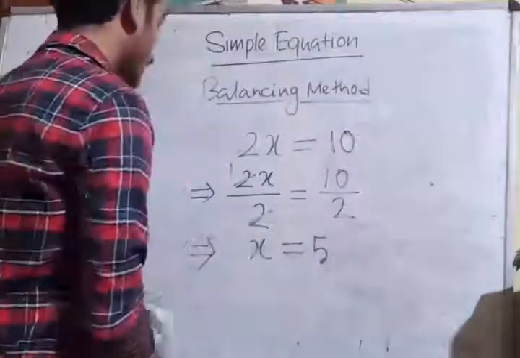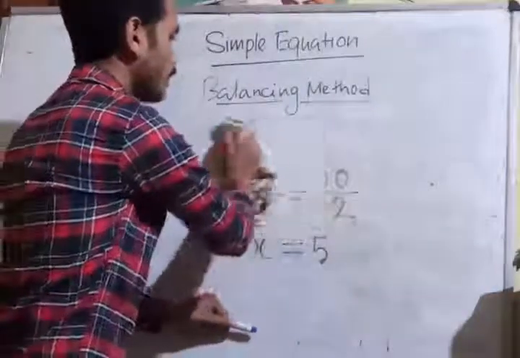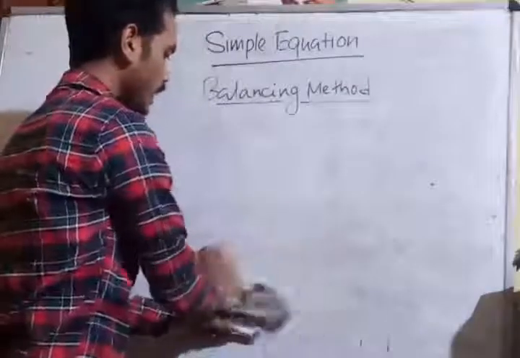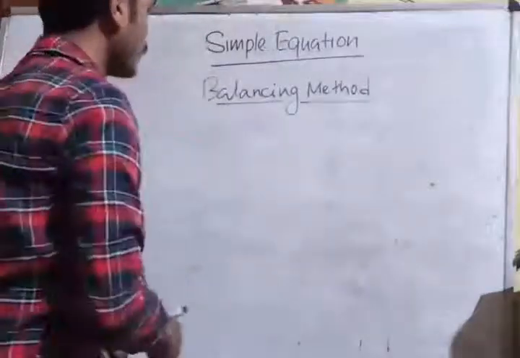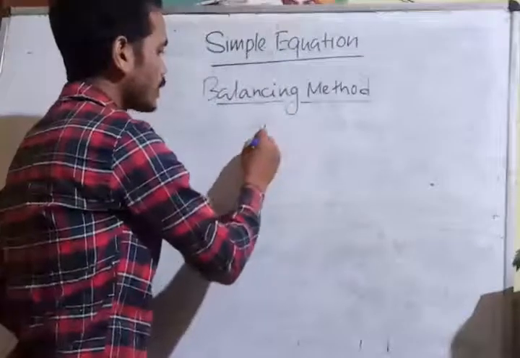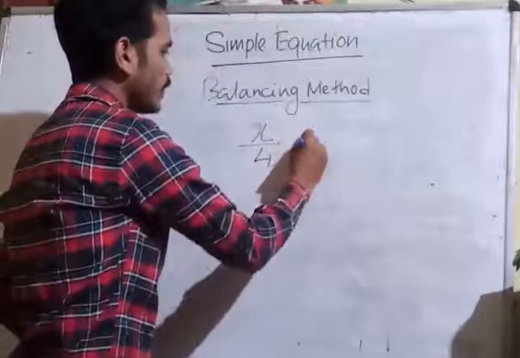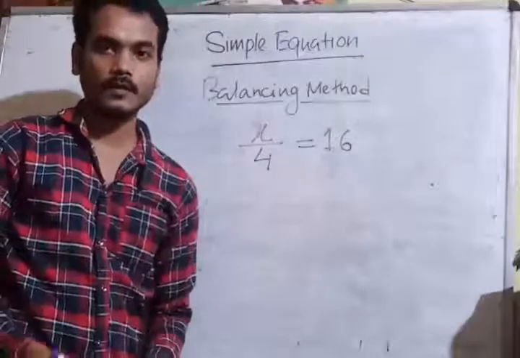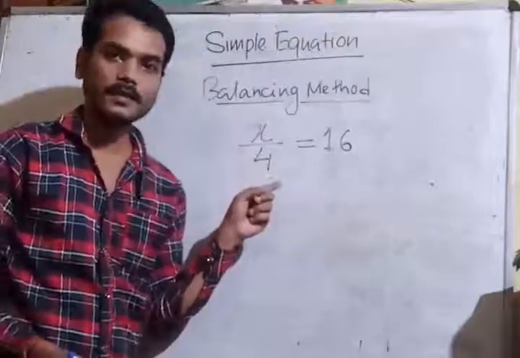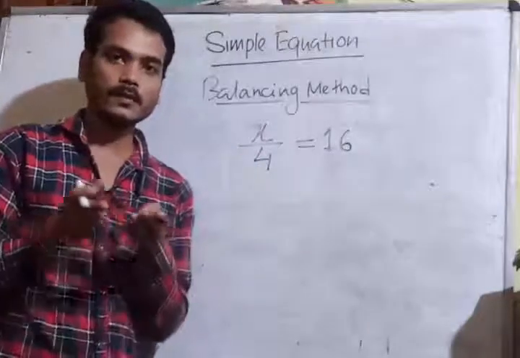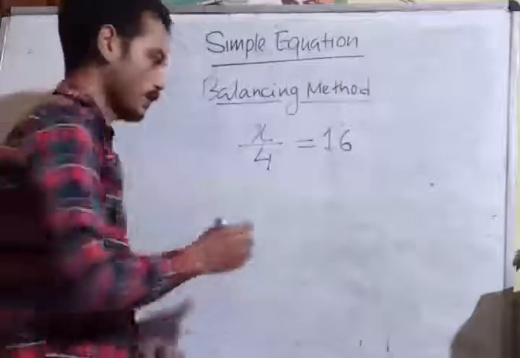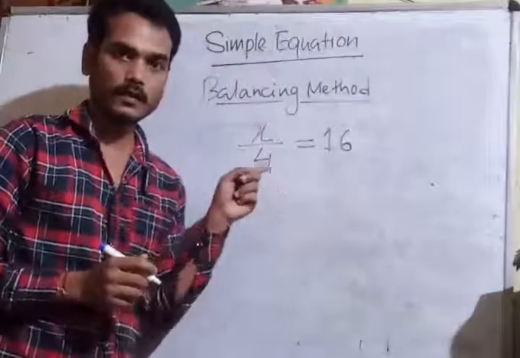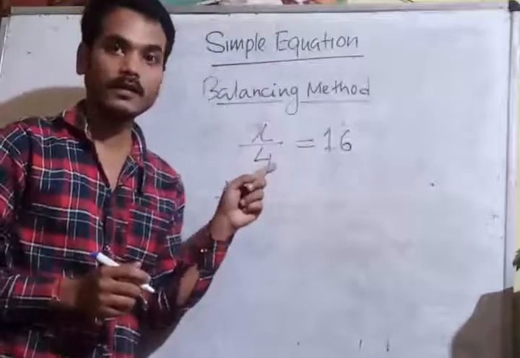Now one more example, suppose this time in the left hand side division is there. If division will be there, then how to solve it? Now suppose you have x by 4 equal to 16 and you have to solve this equation. x by 4 equal to 16. As you can see, this is division form. So if it is division, you will do multiplication on both sides. What number will you multiply? That number only which is in the left hand side with your variable, means with your x.